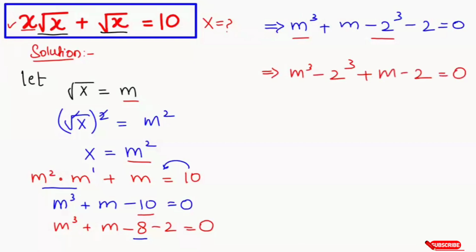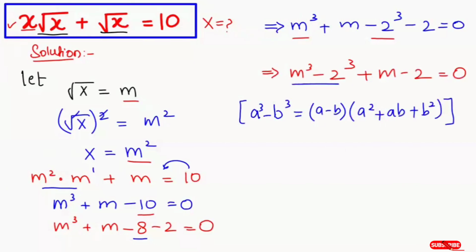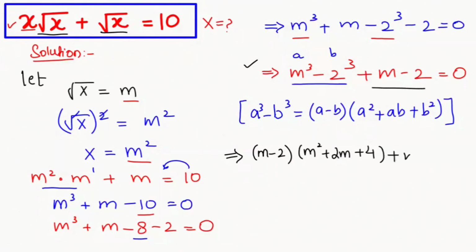In the next step, I am going to apply the algebraic identity, that is a cubed minus b cubed is equal to a minus b, a square plus ab plus b square. So here we have the a and b value. So this equation turns to m minus 2 times m square plus 2m plus 4. Now this plus m minus 2 is remaining, is equal to 0.